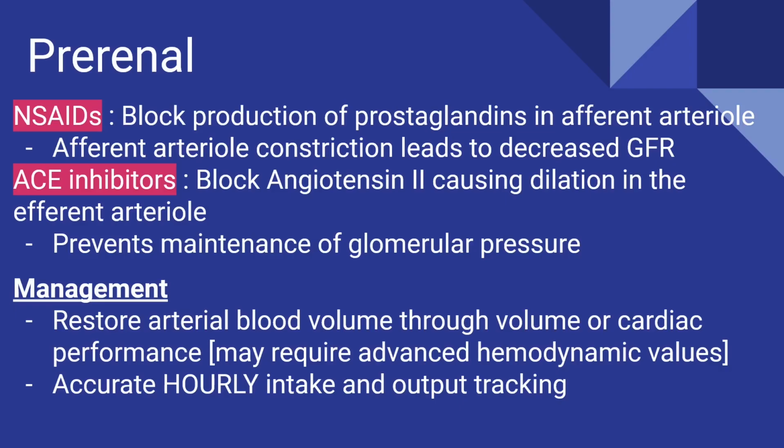ACE inhibitors, they block angiotensin II, which is going to do the opposite in the efferent arteriole. Instead of causing constriction in the efferent arteriole, it's going to cause dilation. So it's not going to have a backup of pressure, right? We want a higher pressure in the glomerulus to allow it to then push more water and electrolytes across that border into the glomerulus. So by dilating that efferent arteriole, we're going to have more blood leaving the glomerulus faster and not being filtered.